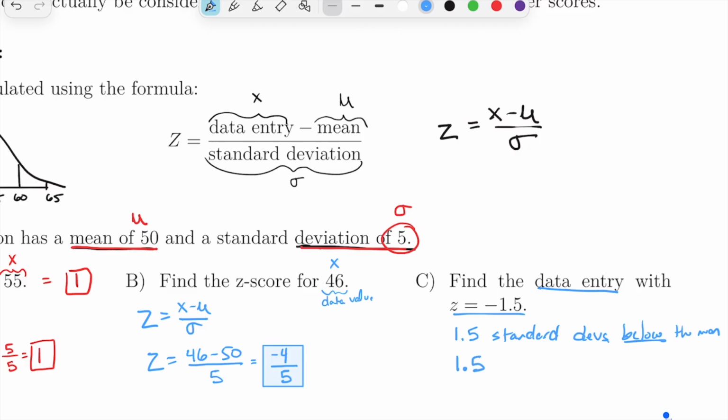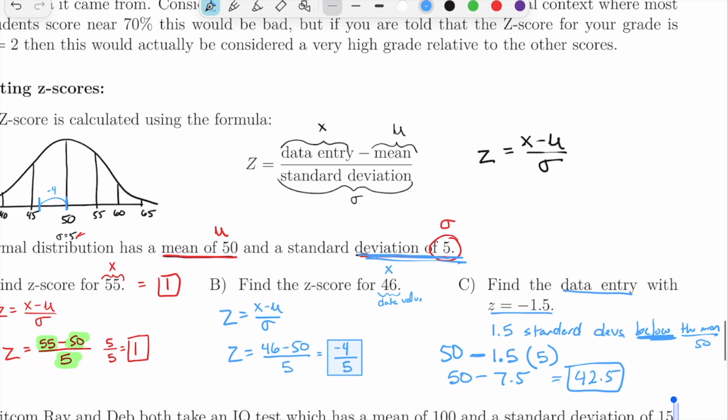I know that a standard deviation is sized 5. So that's 1.5 fives. And I want that below the mean. I know the mean is 50. So couldn't I say start at 50 and go down 1.5 fives, right? 50 minus 1.5 fives will get me 42.5.